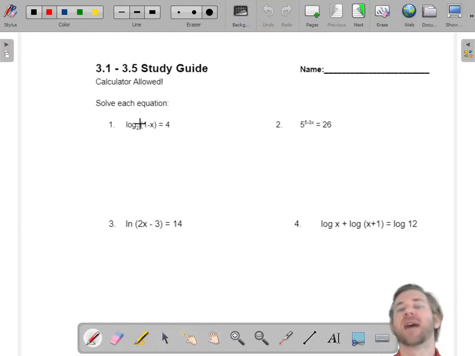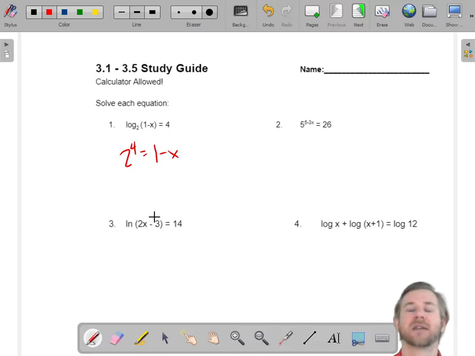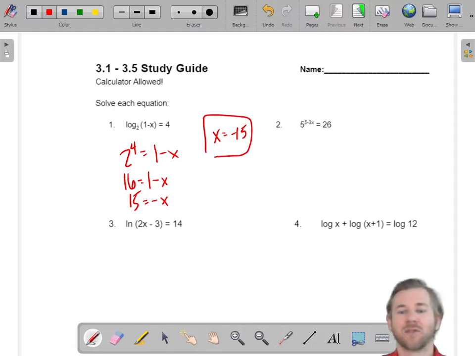First one, you have a log that is already isolated. So I will now rewrite it as an exponent. 2 to the fourth equals 1 minus x. 2 to the fourth, 2, 4, 8, 16. 16 equals 1 minus x. So 15 equals negative x. That means x equals negative 15. So the first thing you're doing is taking the log and then writing it as an exponent.